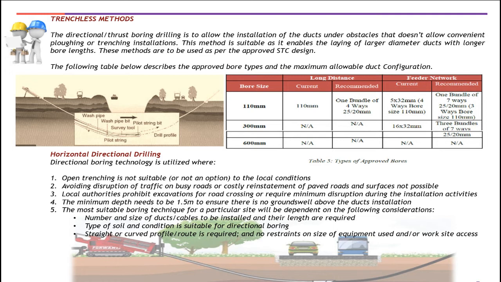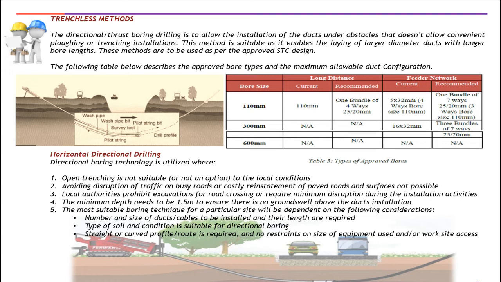For 300 mm, which is a very common bore size that we are using in the field, for a long distance you can install a four-way 110 corrugated PEC pipe. In the feeder network, we can also install a four-way 110 mm standard duct with 4 by 32 mm subducts in it, or three bundles of 7 ways.